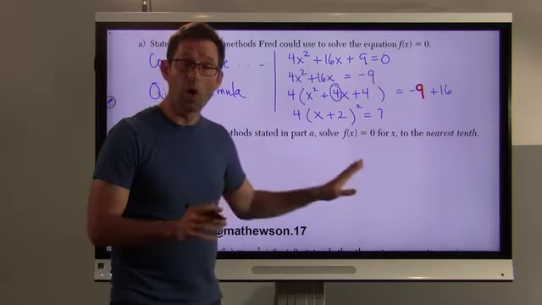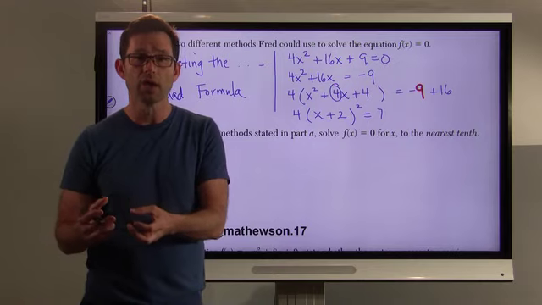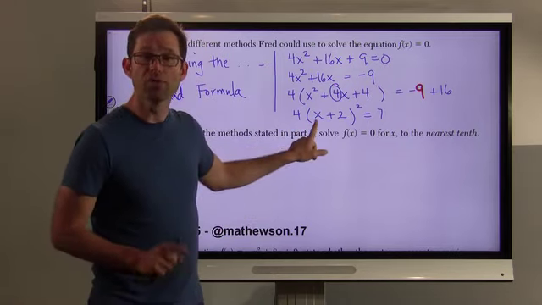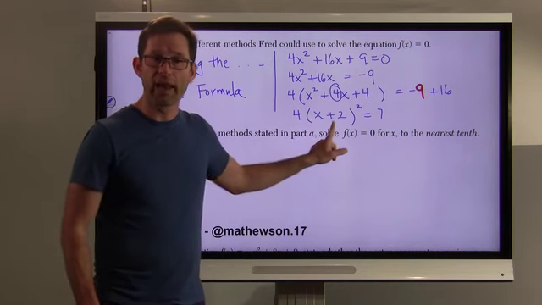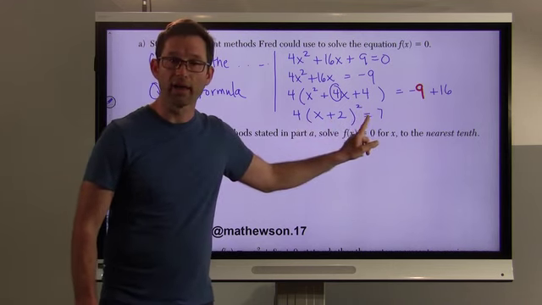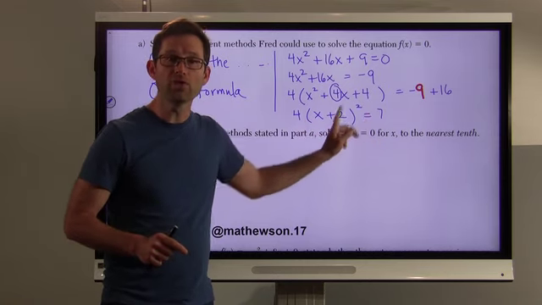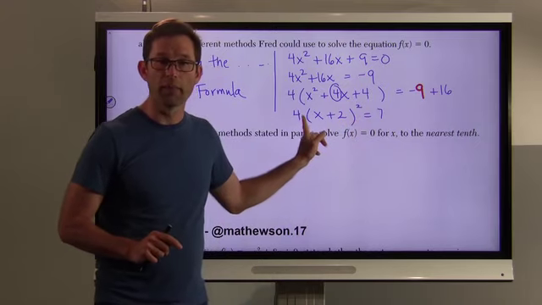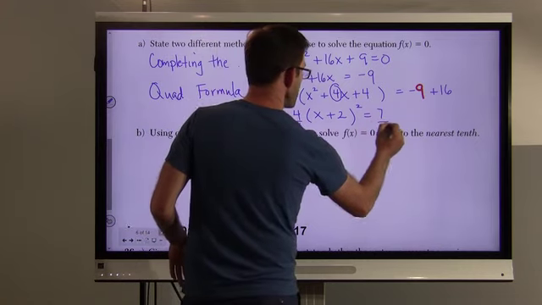Now, if I want to solve for x, and again, this gets into how do I solve a quadratic equation using completing the square? Well, notice x only shows up just once. So think about what's been done to x. I added 2, then I squared, then I multiplied by 4, and I got 7. To undo that, I'm going to undo each one of those things in the opposite order. Added 2, squared, multiplied by 4. So now what I'm going to do is divide by 4 on both sides.